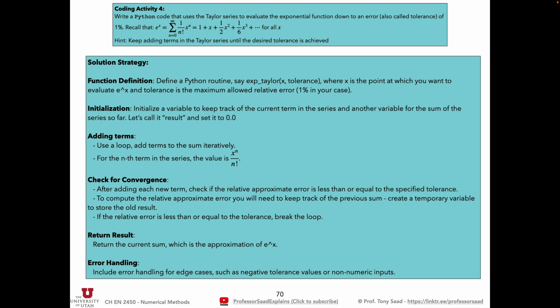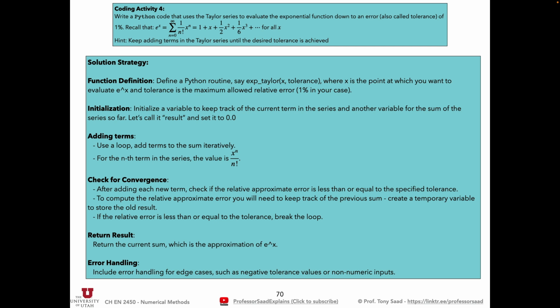Say, this exponential Taylor is going to take an x value, because we want to be able to compute the exponential of any number. So it's going to take this x value and a tolerance that you specify. So we say I want to compute e squared down to a tolerance of 1%. You determine whether this tolerance is in percent or a fraction, however you design that routine. X is the point at which you want to evaluate e to the x, and the tolerance is the maximum allowed relative error.